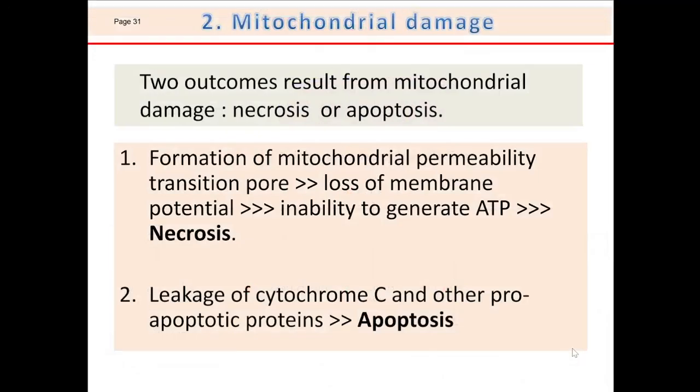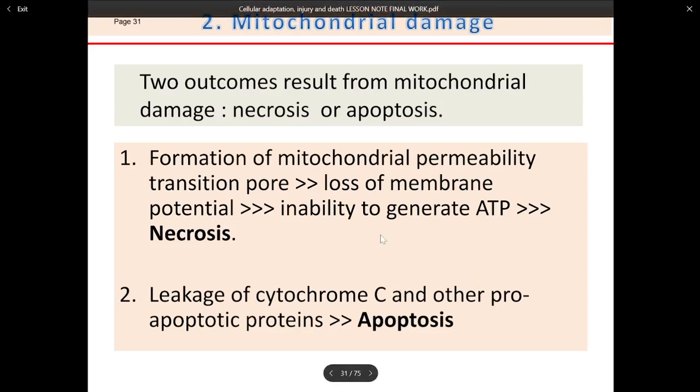Mitochondrial damage results in two outcomes: necrosis or apoptosis. Now, the first one, formation of the mitochondrial permeability transition pore, will result in loss of membrane potential, which will ultimately result in inability to generate ATP. Then necrosis will result, right?